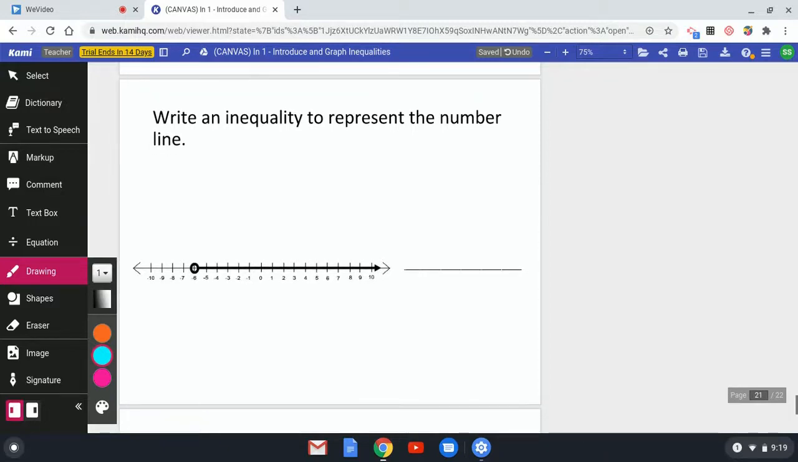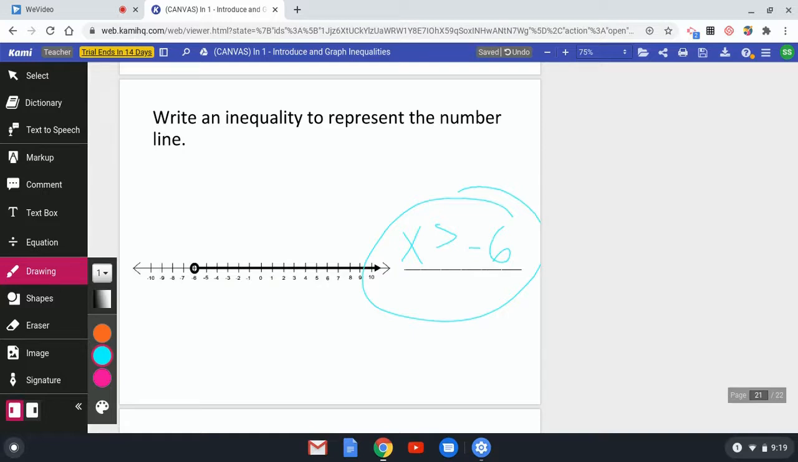All right, go ahead and try this one. Okay, let's see. X and -6. Our arrow is going to the right, so it has to be greater than. And it's not colored in. So x is greater than -6.